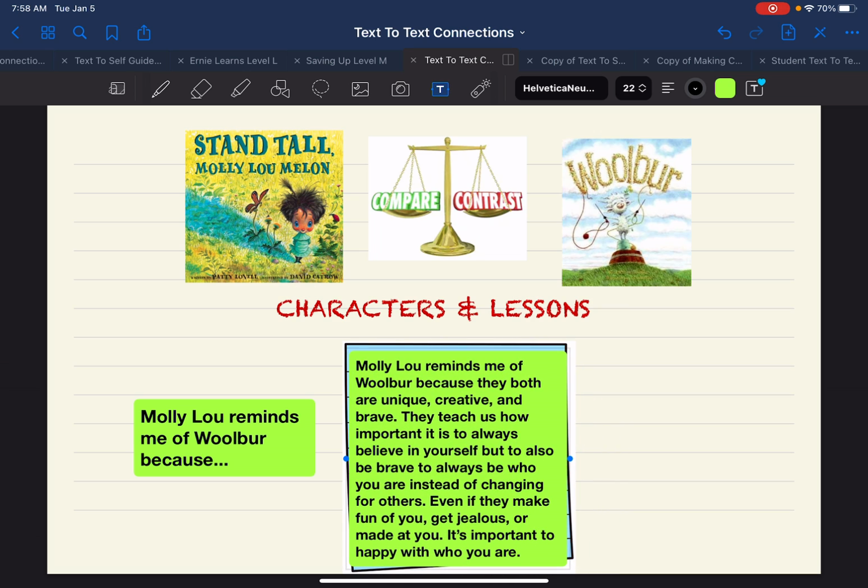And here's my complete thoughts. Molly Lou reminds me of Wilbur because they both are unique, creative, and brave. They teach us how important it is to always believe in yourself, but to also be brave, to always be who you are, instead of changing for others. Even if they make fun of you or get jealous or mad at you, it's important to be happy with who you are.